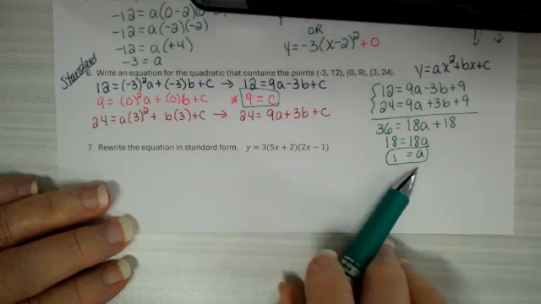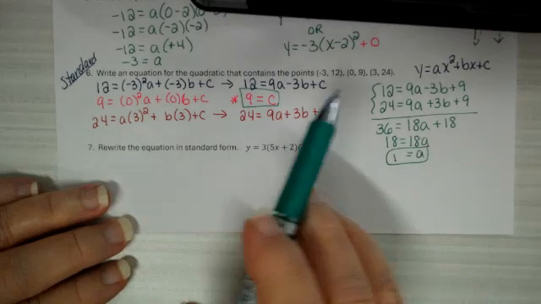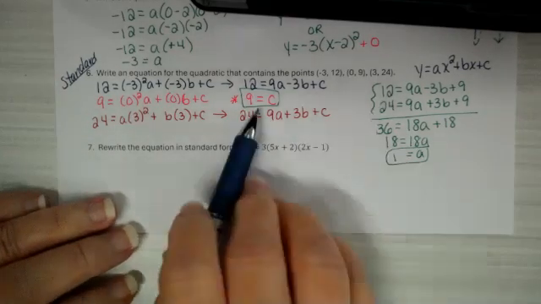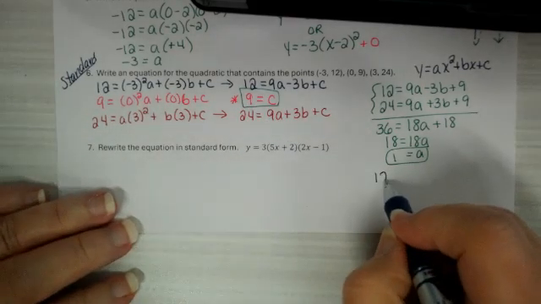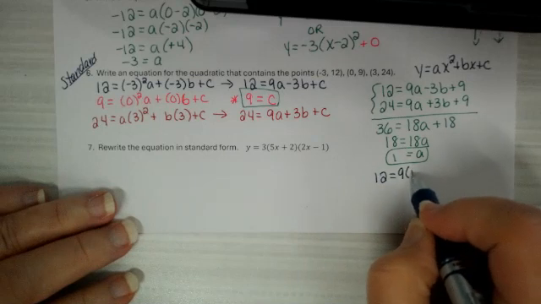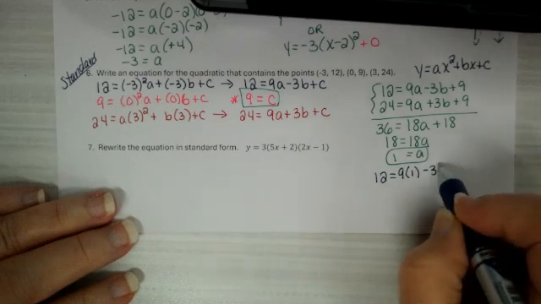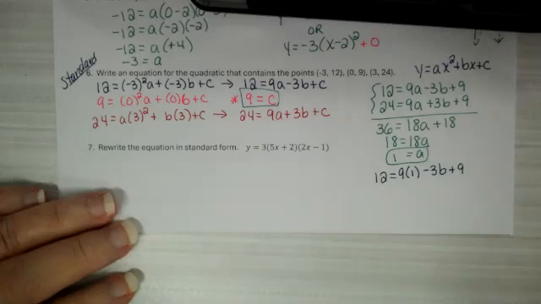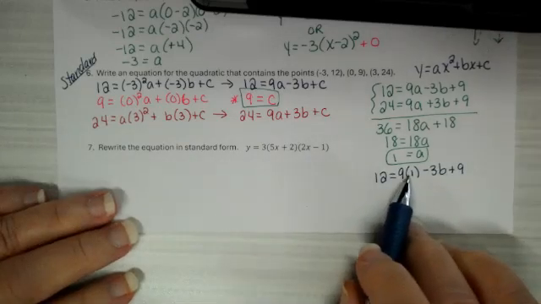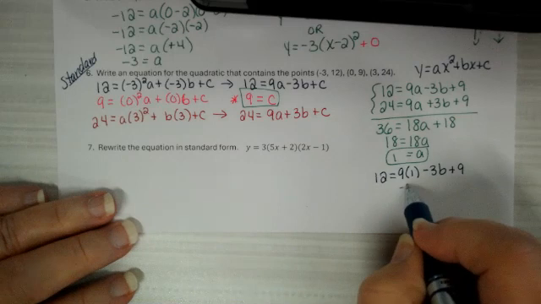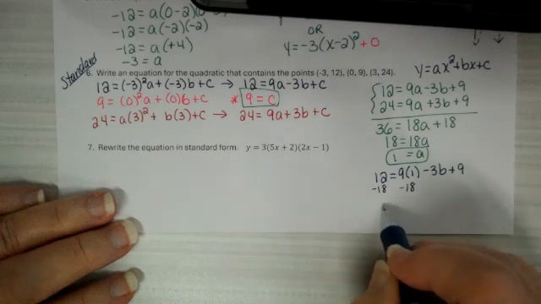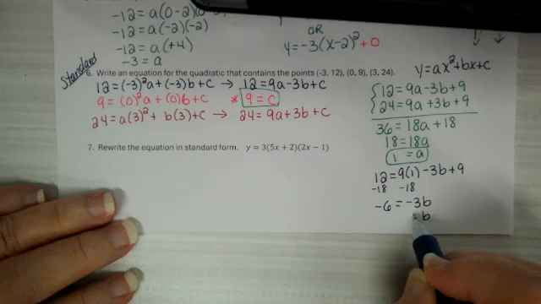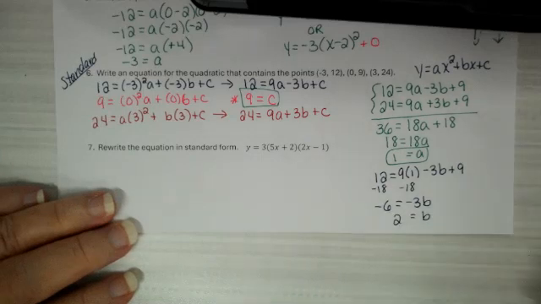Now I know a, I know c. I'm going to go solve for b. So let's just go back to the first one. We'll say 12 equals 9a minus 3b, that's the one I don't know, plus c. And now we solve. I've got 9 plus 9 is 18, so I'm going to subtract 18 from both sides. Negative 6 equals negative 3b, so b must be 2.